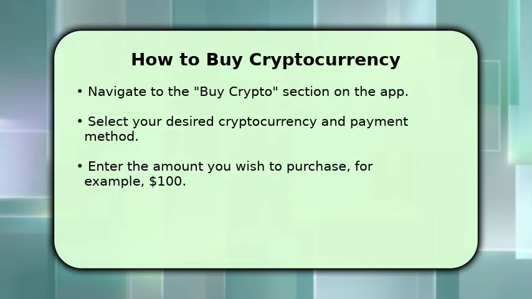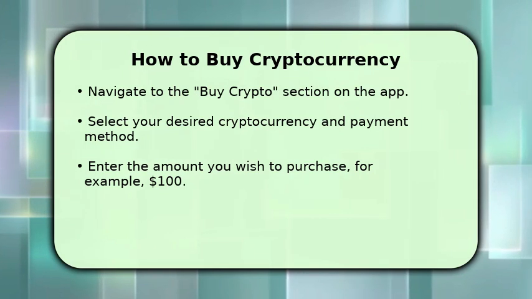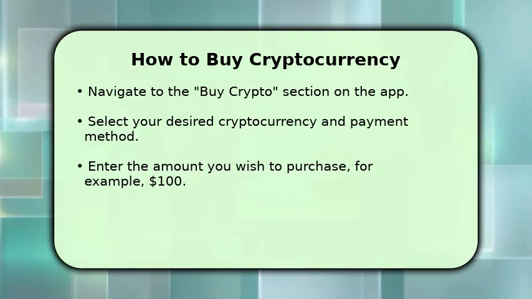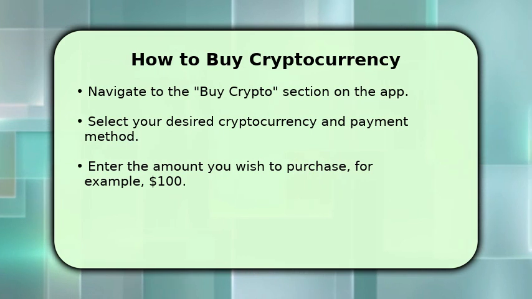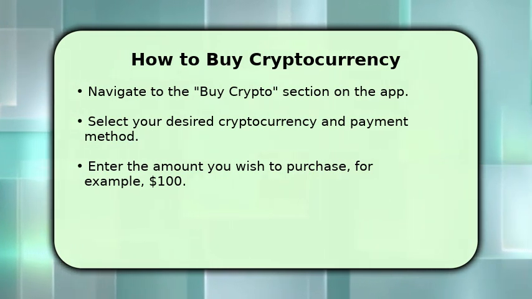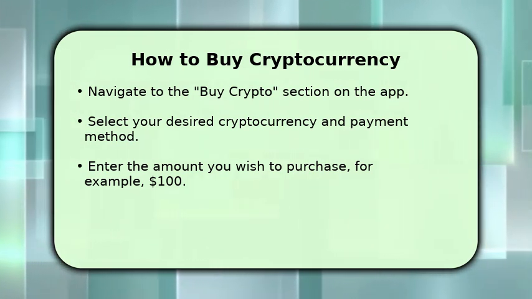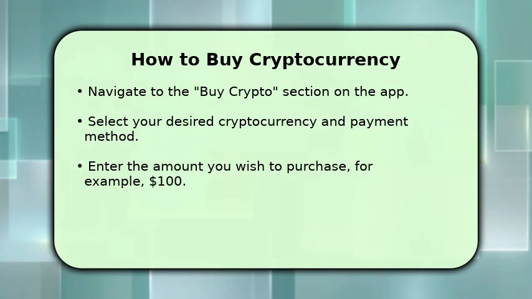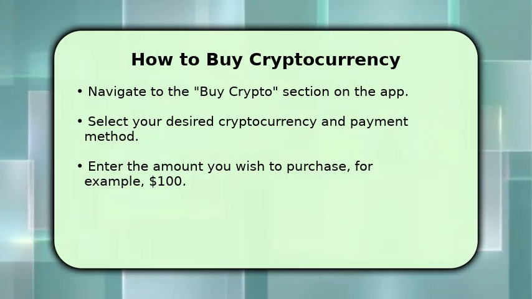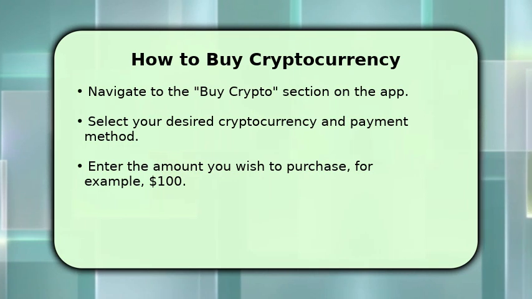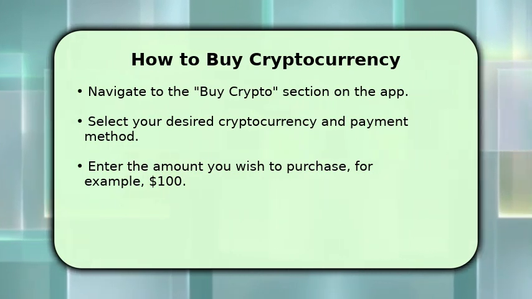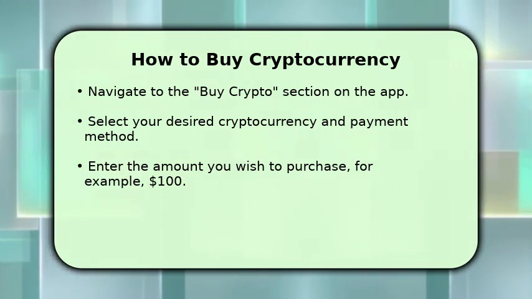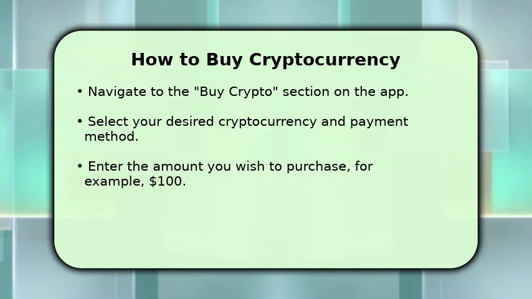Now for the exciting part, buying crypto. Head over to the Buy Crypto section within the app. Here, you'll choose the cryptocurrency you want to acquire, like Bitcoin or Ethereum, and select your preferred payment method. Simply enter the amount you wish to purchase, perhaps $100, and confirm your order. The app guides you through each step clearly.